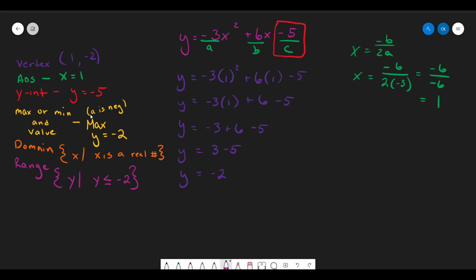Do we have a max or a min? Well, A is negative, which means it opens down like an N shape. So that means that we have a maximum value. And the maximum value is whatever the y value is for the vertex, which is negative 2. The domain, always x is a real number. The range, because it's maximum, it's less than or equal to. So it's y such that y is less than or equal to negative 2. Again, we use the value that we got for the max or min value, or the max value in this case.